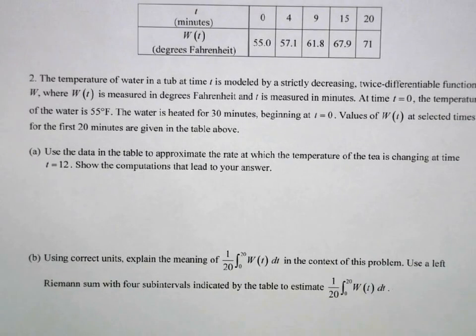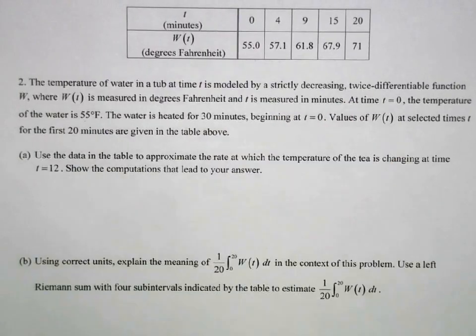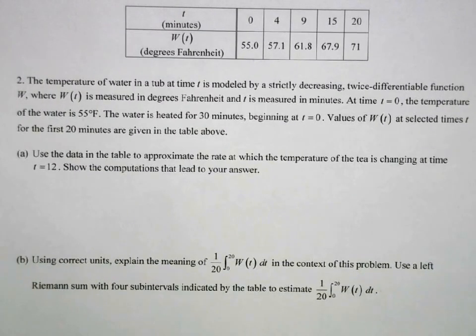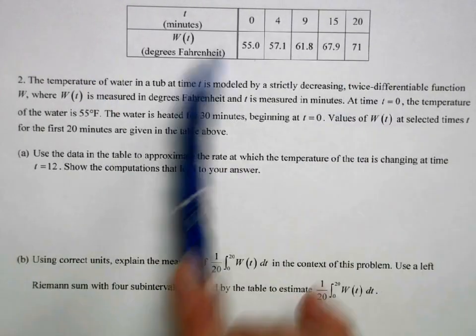Next problem, we have a table here. It says the temperature of the water in a tub at time t is modeled by a strictly decreasing twice differentiable function W, where W(t) is measured in degrees Fahrenheit, and t is measured in minutes. At time 0, the temperature of the water is 55 degrees. We got that in the chart. The water is heated for 30 minutes, beginning at t equals 0. Values of W(t) are in the chart above for the first 20 minutes.